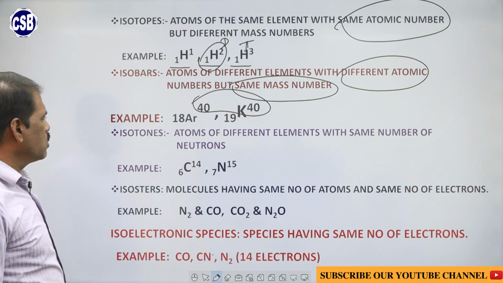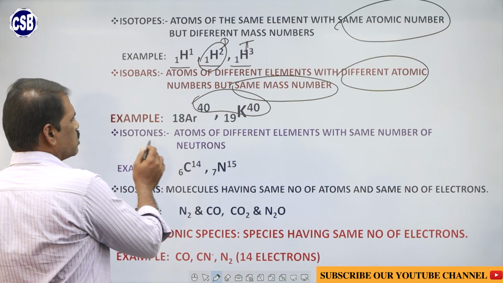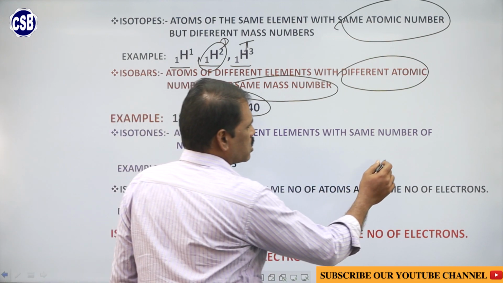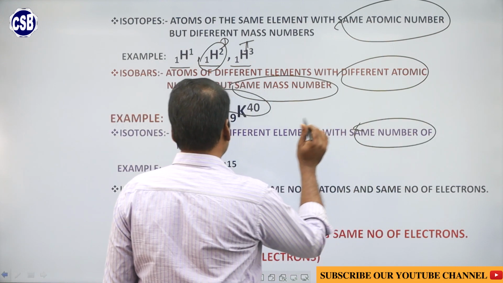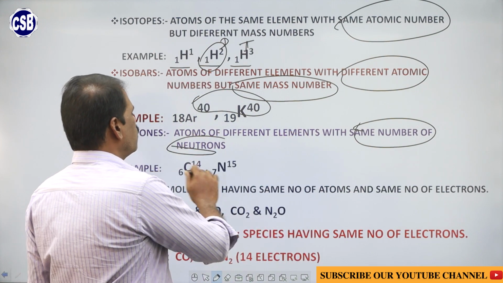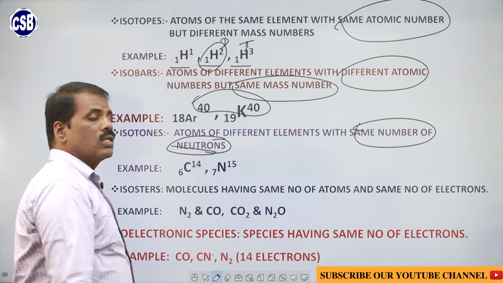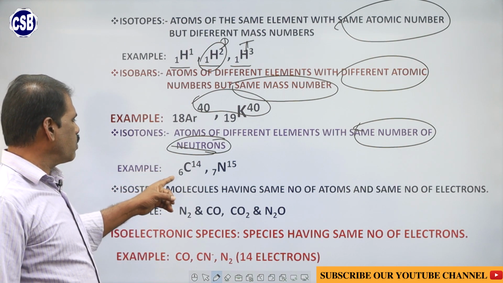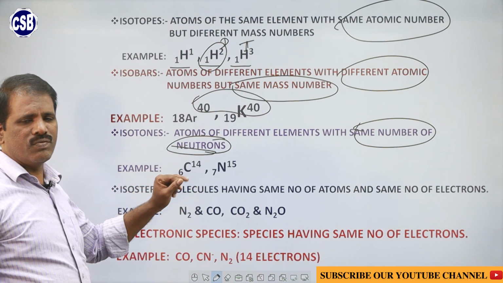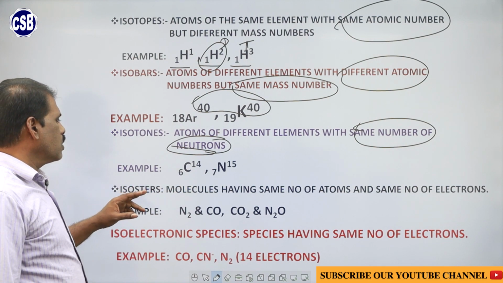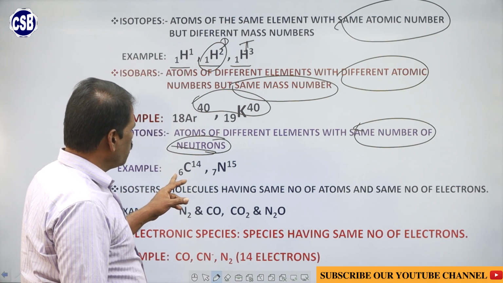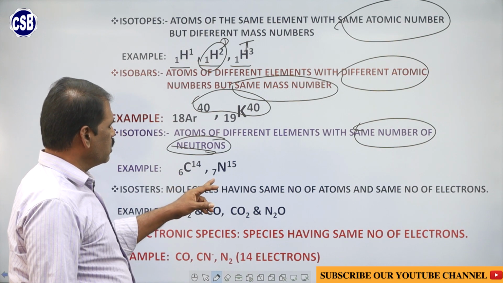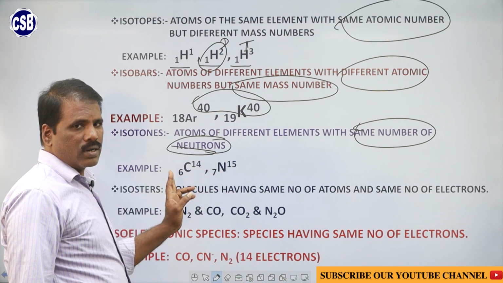And isotones, so here in isotones the number of neutrons of 2 atoms will be the same. Number of neutrons ஒன்றா இருந்துச்சுன்னா அது வந்து நம்ம isotone அப்படின்னு சொல்கிறோம். Okay, see for example, if you take carbon 6, 14 and nitrogen 7, 15, so here the number of protons changed, mass number different, isn't it?